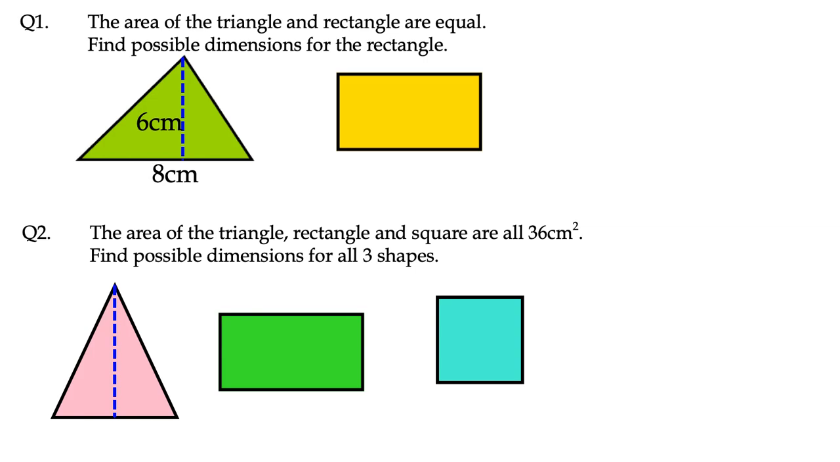It says the area of the triangle and the rectangle in this problem are equal. Find possible dimensions for the rectangle. Okay, so if we know the area is equal, the first thing we have to do is to actually work out what that area is. We've got information about our triangle on the left hand side, so I'm going to do this now.